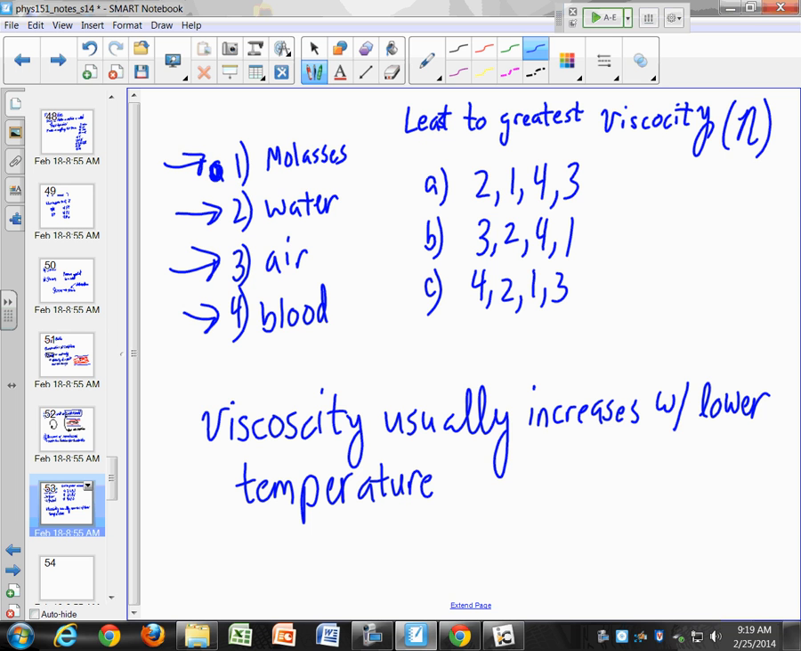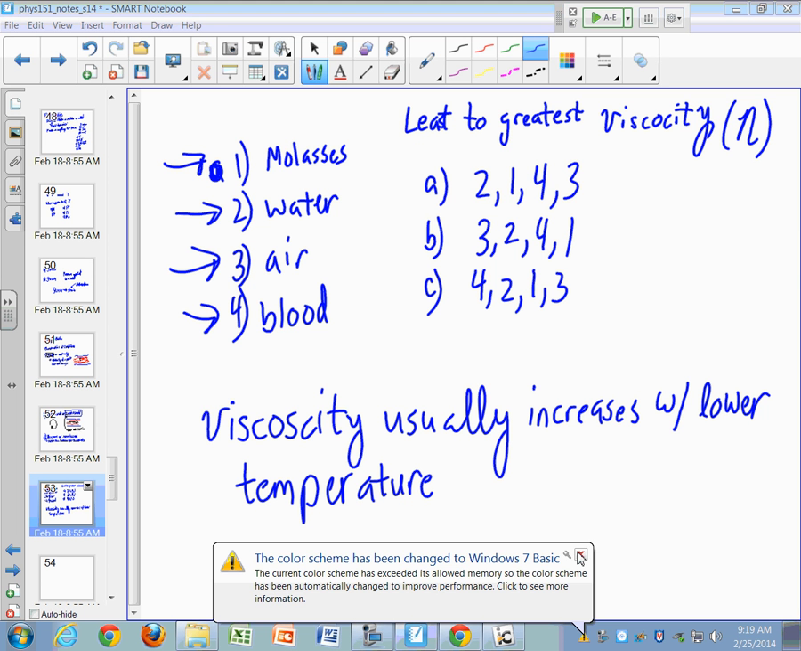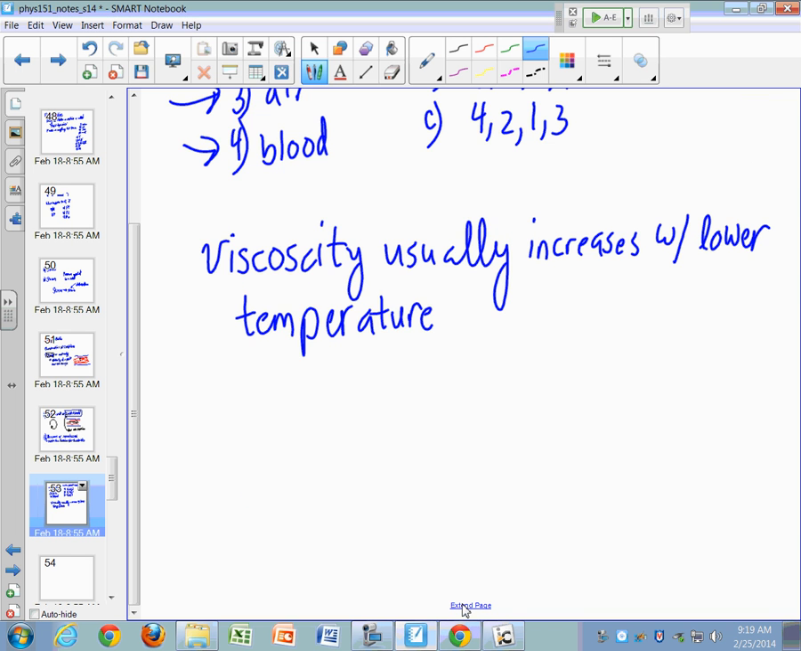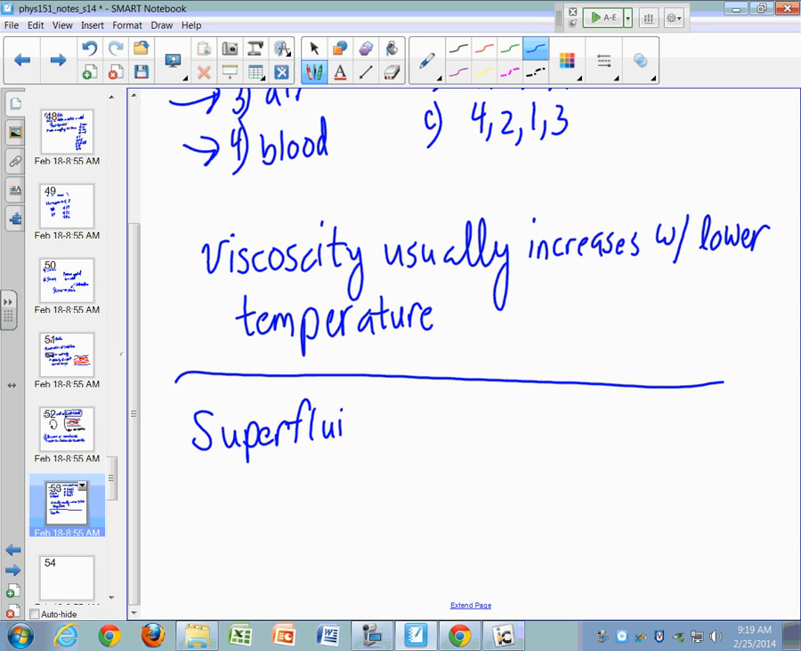There are certain fluids called superfluids. I don't know if this is in your book. Do you remember reading about superfluids? It is in your book. Okay. Certain fluids called superfluids. No, this is still under viscosity versus non-viscosity. We're going to sort of camp here for just a few minutes. So superfluids are those with no viscosity.